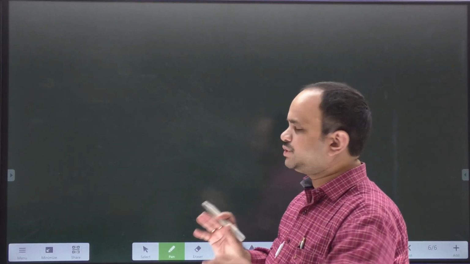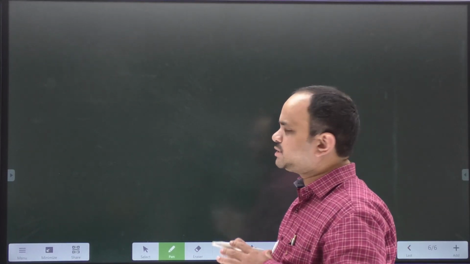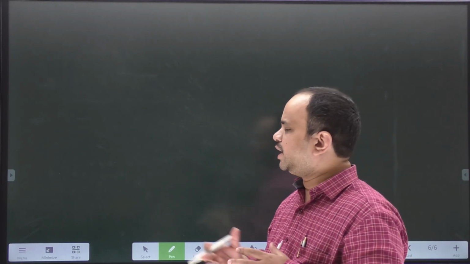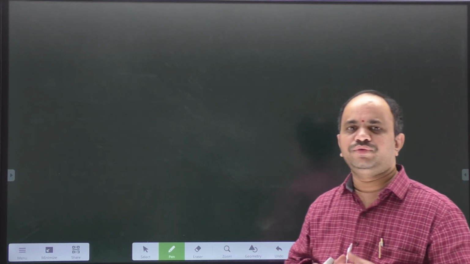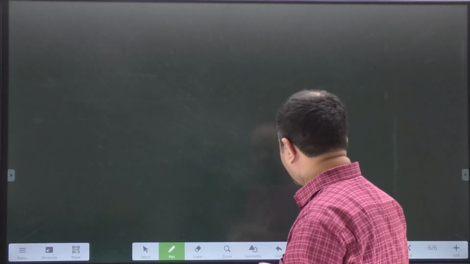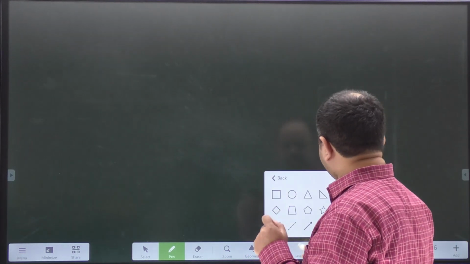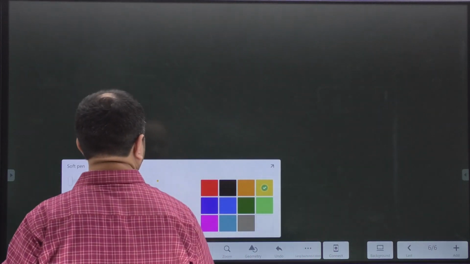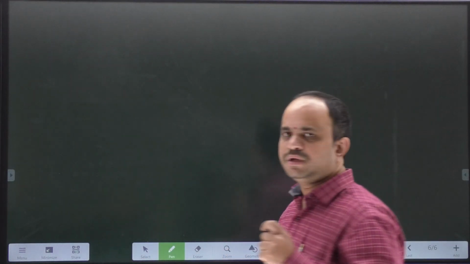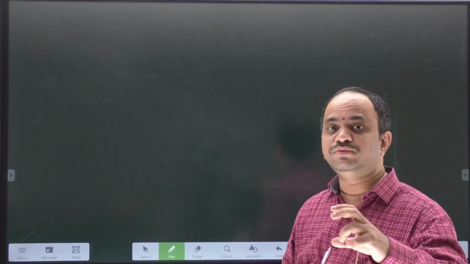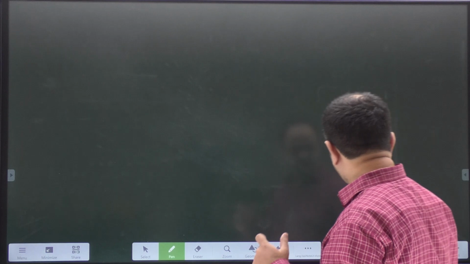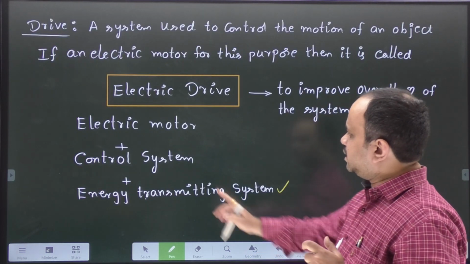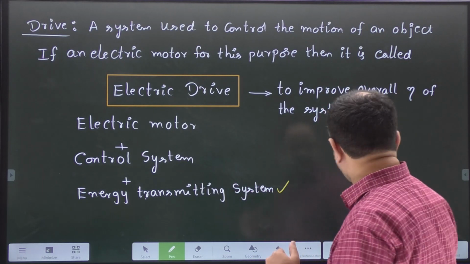Now, let us discuss the important aspect while designing the speed control of a particular system. Just a slight deviation here. If you recollect from control systems, because drives involve a control system also, I already mentioned.